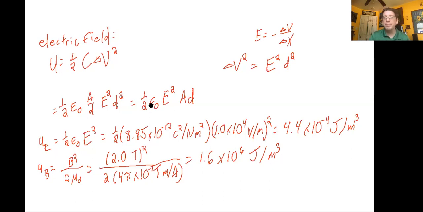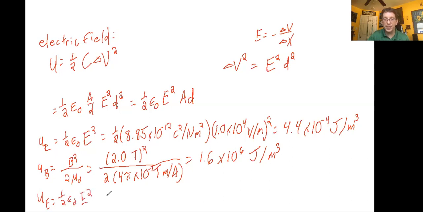So part B, what magnitude electric field would be needed to produce the same energy as the 2.0 Tesla magnetic field? We're given the energy, 1.6 times 10 to the 6 joules per cubic meter, and that's equal to 1/2 epsilon naught E squared. We're going to use this equation, and we're running a bit low on space, but U_E is equal to 1/2 epsilon naught E squared.